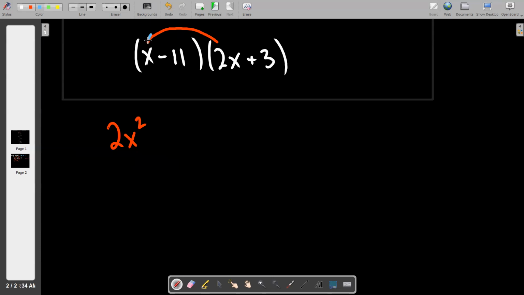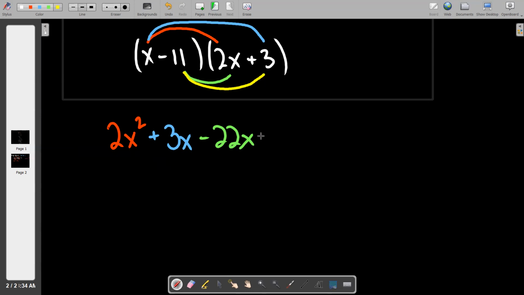Switching colors now. Follow the blue connector. What is x times 3? So I'm going to put plus 3x. I'm switching colors again. And if it helps you to stay organized, you can also put your multipliers underneath like this to keep your paper tidy. What is negative 11 times 2x? Negative 22x. And of course, I have one more color. What is negative 11 times 3? And all you have to do is hope you don't do anything stupid along the way. Now you just put your like terms together. I will have 2x squared. How many x's in the middle? Negative 19. And then minus 33. Done.